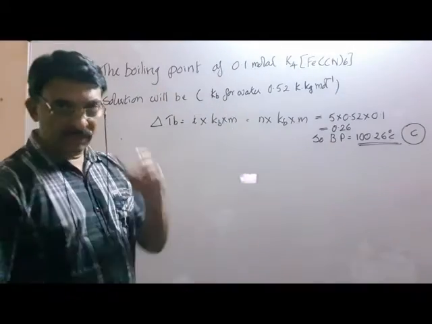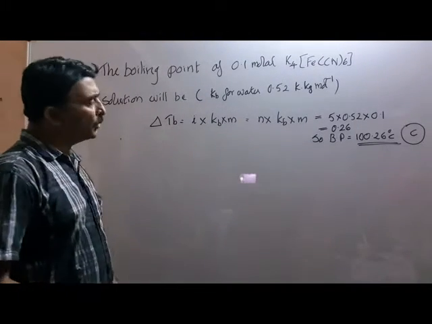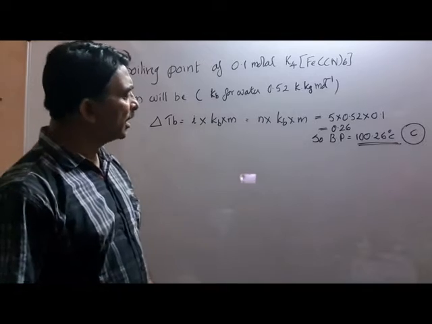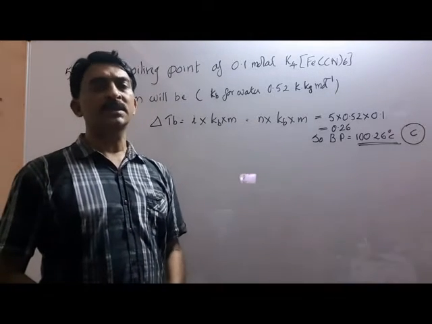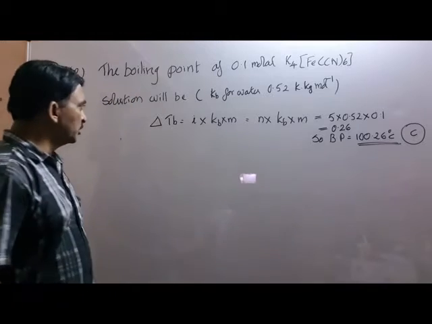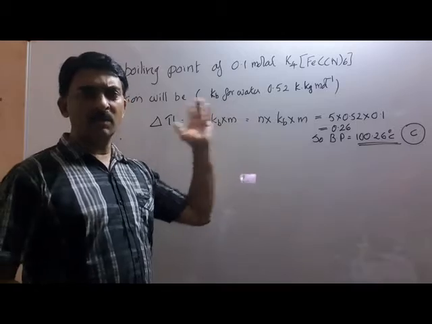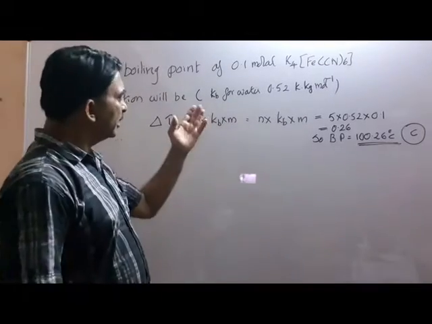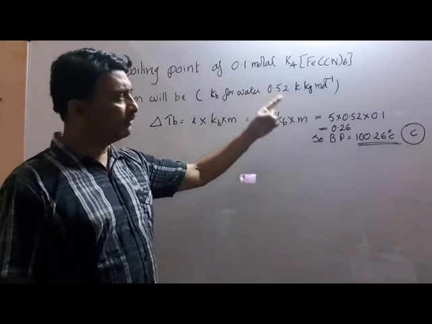Now we have the 52nd problem. It is like this. The boiling point of 0.1 molar potassium ferrocyanide, K4Fe(CN)6, a complex solution will be what? 4 options are given. I haven't copied those options. And given Kb. Kb for water is 0.52 kilogram Kelvin per mole.